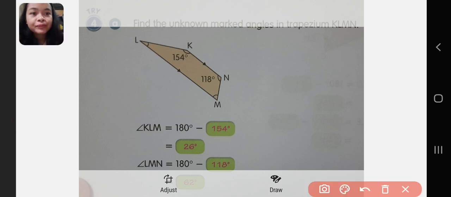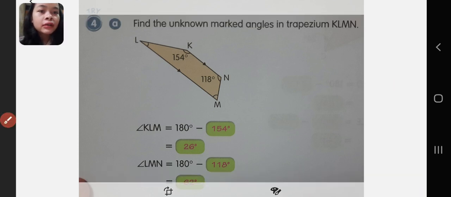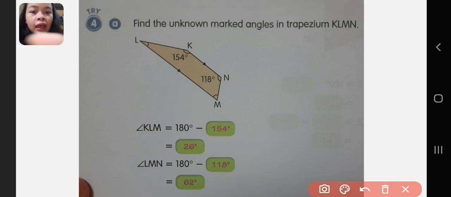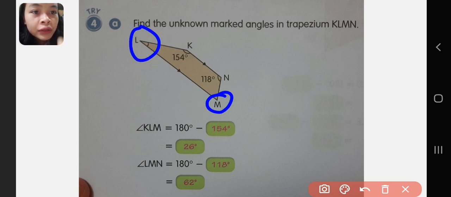Find the unknown marked angles in trapezium K, L, M, N. Find the unknown. Unknown means you need to find this one, and this one, one by one first. K, L, M. 180 degrees minus 154, because K and L are connected by one line, or between a parallel line.